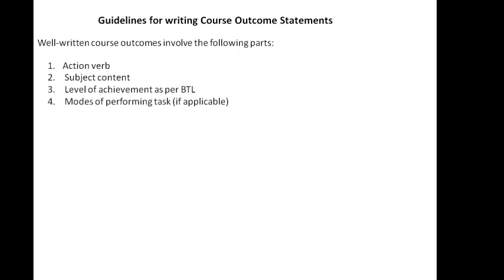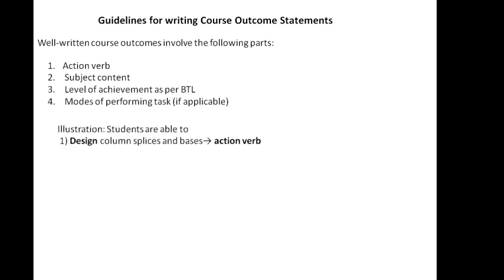And next we will go to how to write this course outcome. So there are some guidelines for writing the course outcome statements. There are 4 parts. One is action verbs, second is subject content, third is level of achievement as per BTL. Here BTL stands for Bloom's taxonomy level, and the fourth is modes of performing the task, if applicable. If you are going to perform in that manner, we can use that in a course outcome statement. So I will go with some examples.